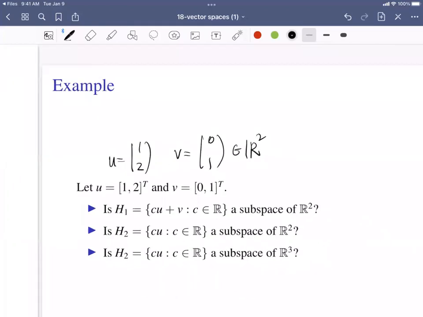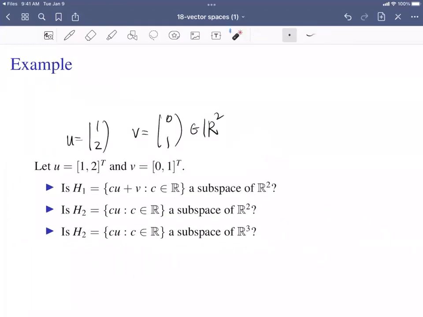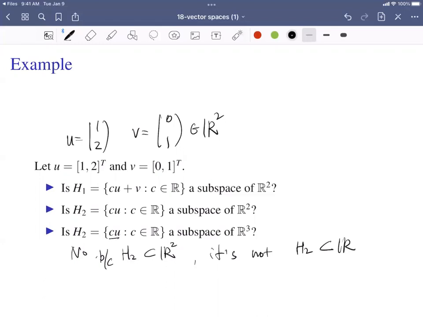If we go back and see the last question, is H2 a subspace of R3? The answer is no, because H2 is formed of Cu's, and U is from R2. In other words, it's a subset of R2, but it's not a subset of R3. So it's not a subspace of R3.